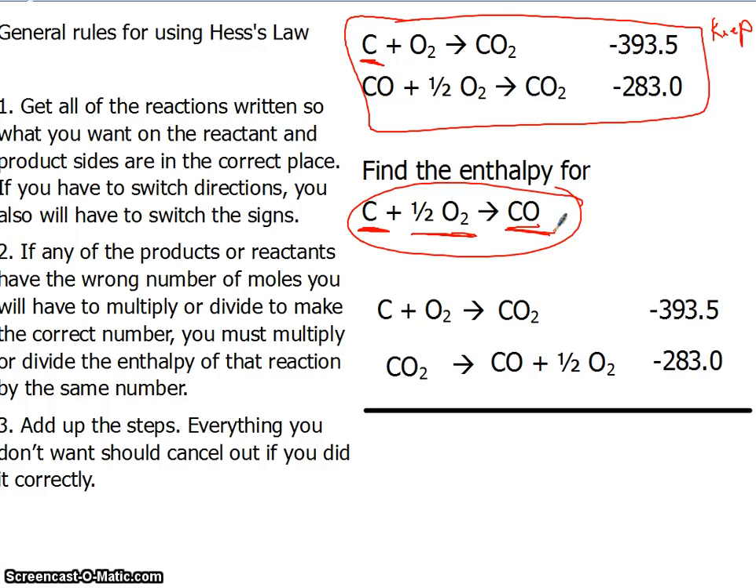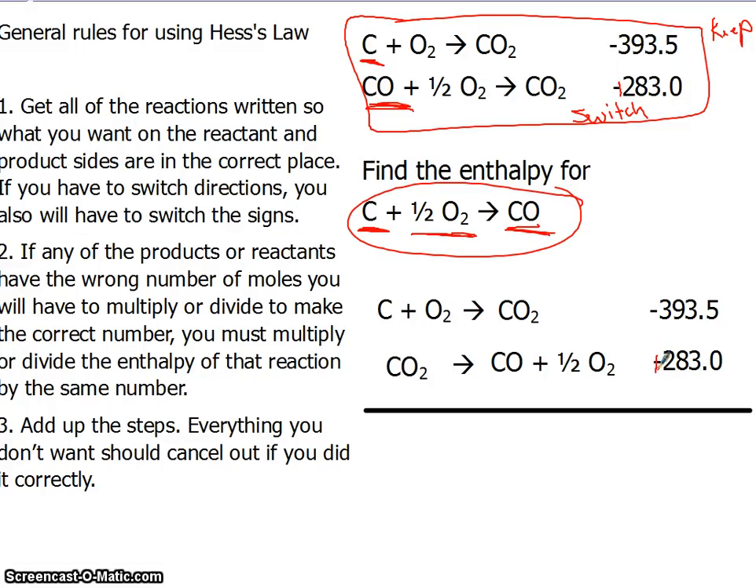Here I have CO on the right. Here I have CO on the left. So I need to switch directions of this reaction. When I switch directions of the reaction, I also need to change the sign. So it's no longer negative 283.0 because I've switched the direction, so now it's positive 283.0.